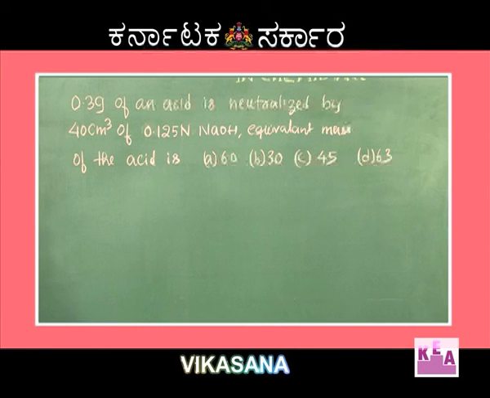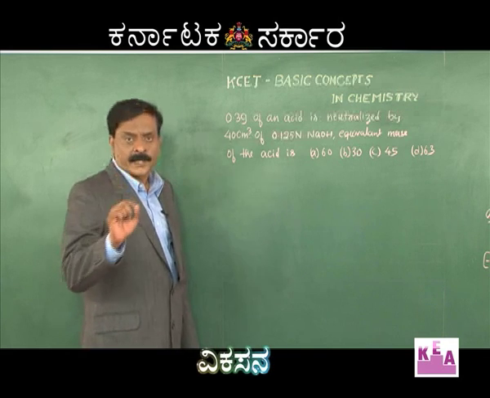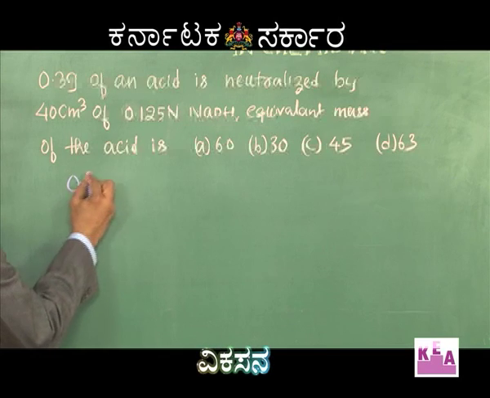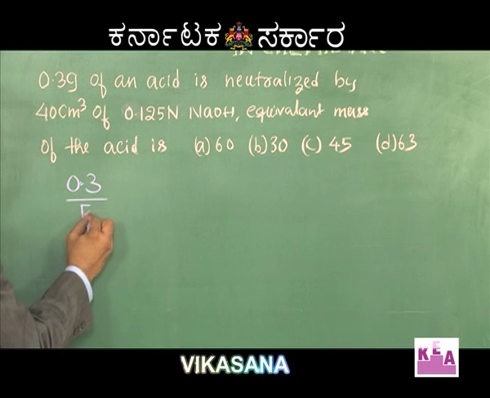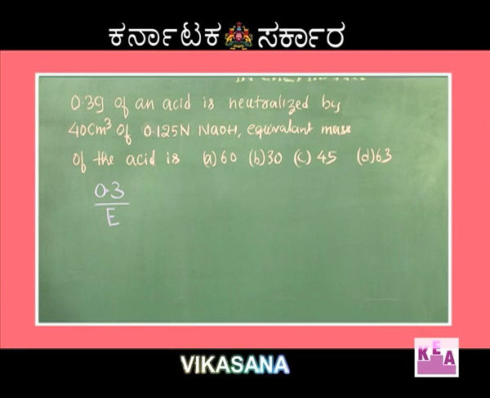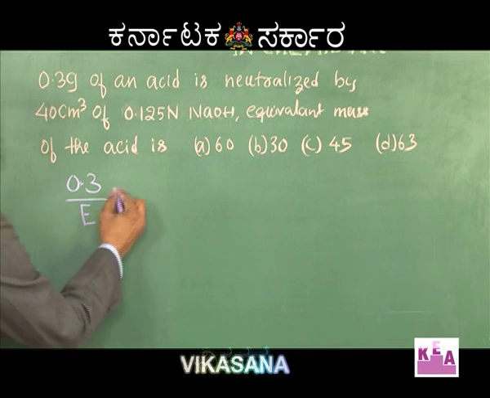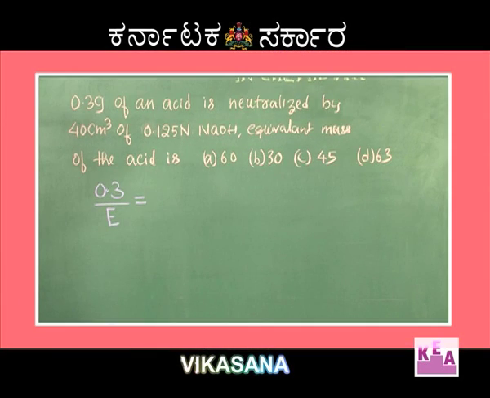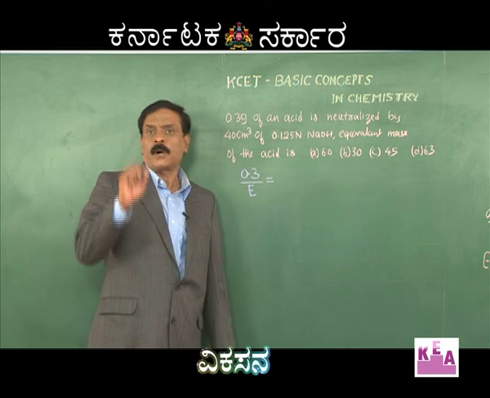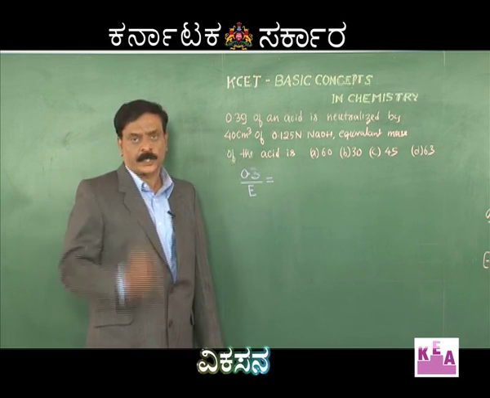What is given here? 0.3 gram of an acid. 0.3 gram of an acid will be equal to 0.3 by E, where E is the equivalent mass of the acid. 0.3 by E, equivalent masses of the acid, should be equal to the number of equivalent masses of the base, and the base here is NaOH. It is said 40 centimeter cube of 0.125 normal NaOH.